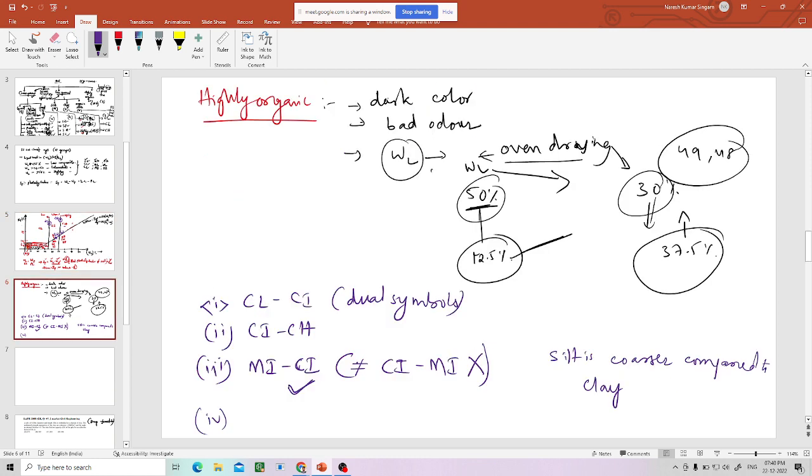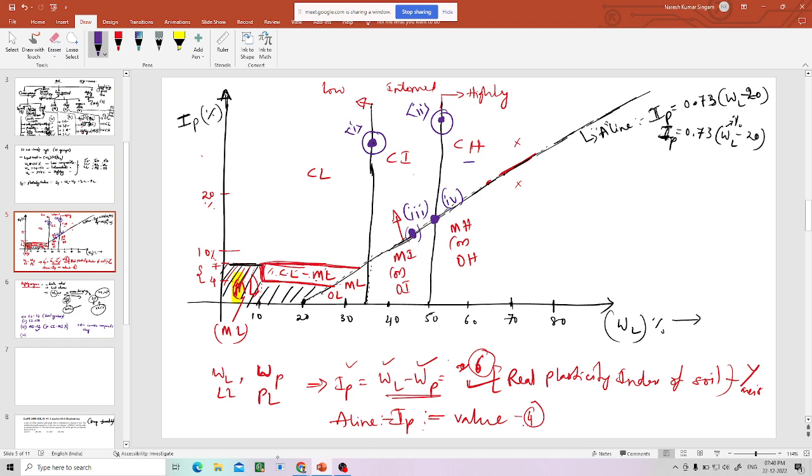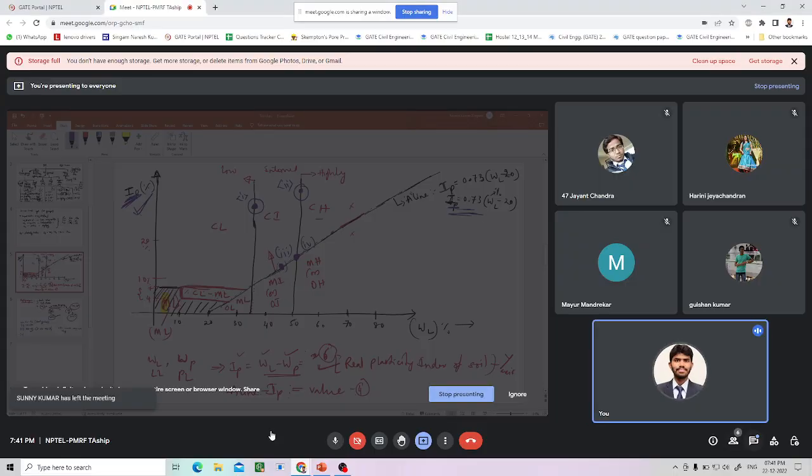Can someone tell me what symbol I have to use for this fourth point? If the soil classification is falling at this point, you are getting WL 50, and IP equal to this IP, not greater than the IP line. That means this IP is coinciding with the IP line, the y-axis value is the same as that of the IP line. Also WL is 50. So your point is at 4 now. What symbol should we use? Did anyone write in the chat box?